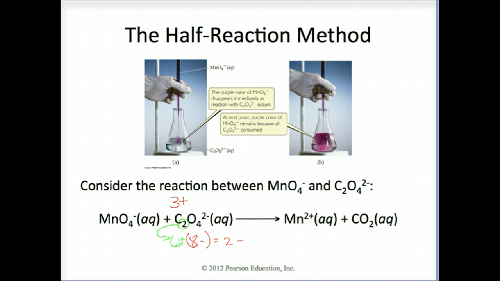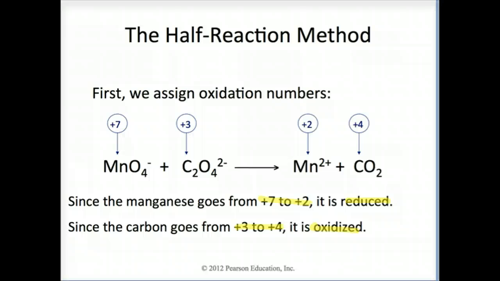Now we come over here, we do the exact same process with our carbon dioxide, except it's not charged, so I know it equals 0. 2 times 2 negative gives me an overall 4 negative charge. The only way that this can be equal to 0 is if my carbon here is 4 positive. 3+ to 4+, my oxidation number increased, therefore the carbon is what becomes oxidized. So we see that change, we recognize what's going on in terms of oxidation reduction, and now we split it up.